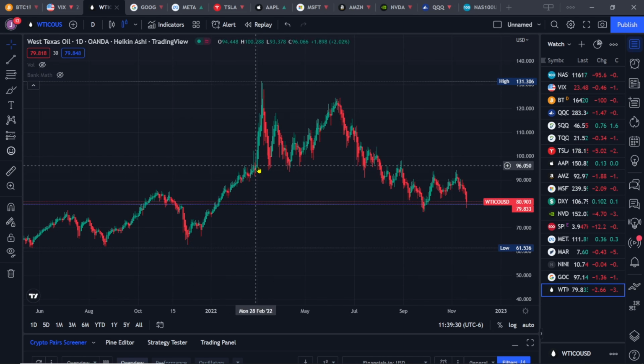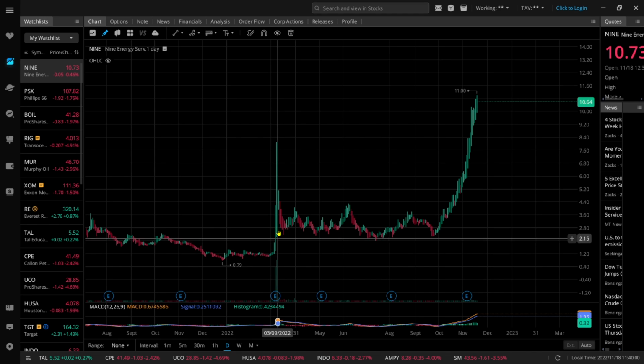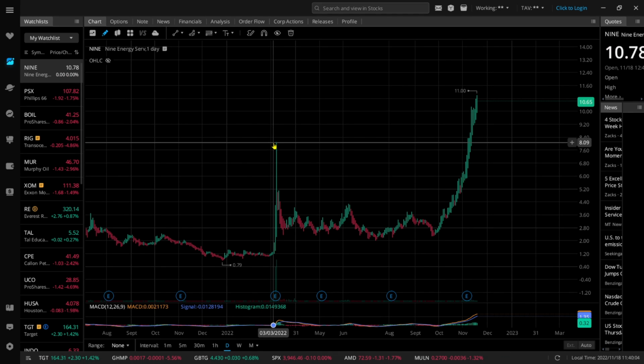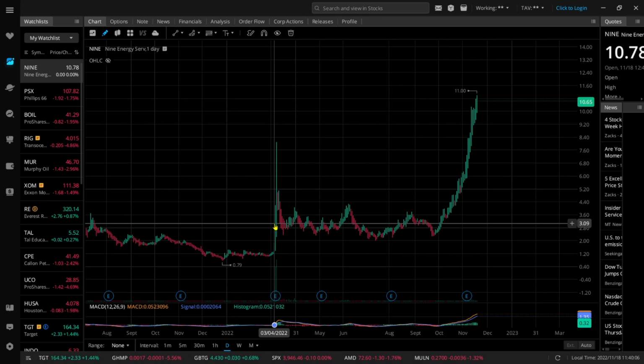Now, look at this. We had a spike back in March, right? That's when Russia was right next to Ukraine. We had this spike. Let me show you what crude oil does to your oil stocks. This is what it does. See this big pump? This went from $1 to $8. That's what crude oil can do if it pumps.